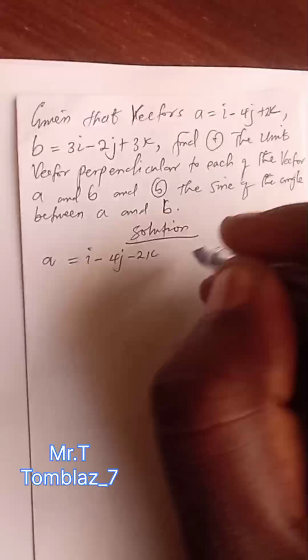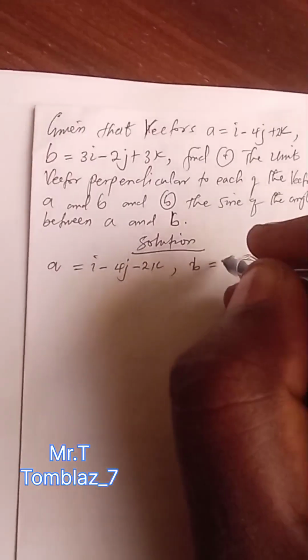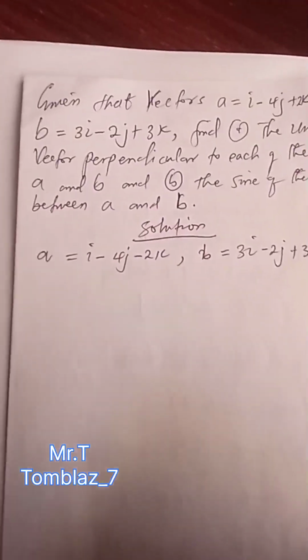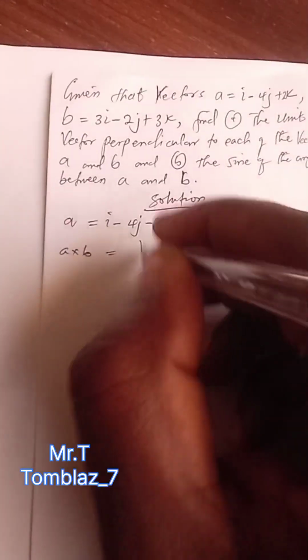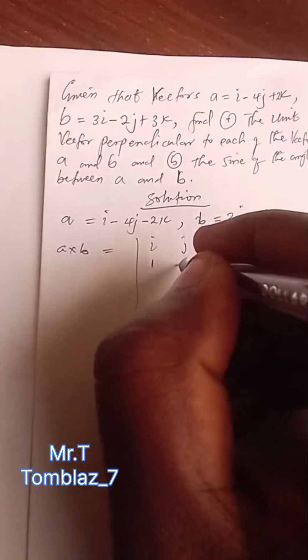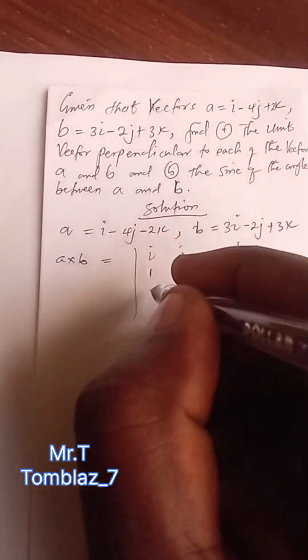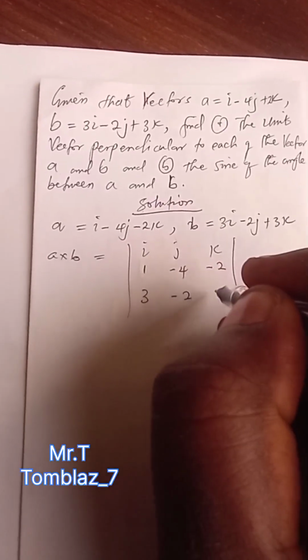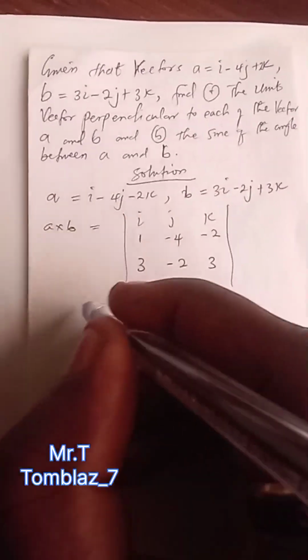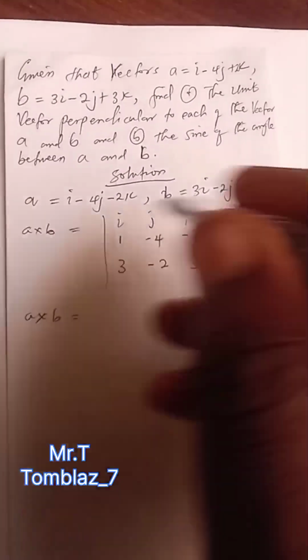First, we'll bring out the vectors. A is equal to i minus 4j minus 2k, and B is equal to 3i minus 2j plus 3k. Alright, so the cross product of it will give us i, j, k. Here we're having 1, minus 4, minus 2, and here we're having 3, minus 2 and 3, right? Okay, so if this is it, then let's expand this determinant.